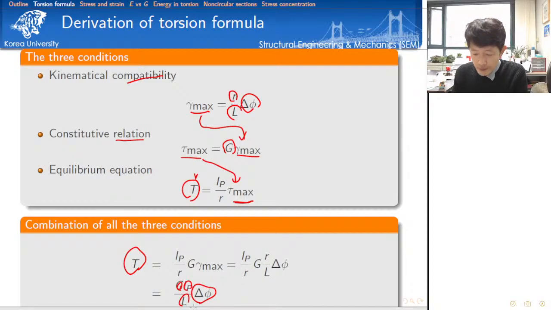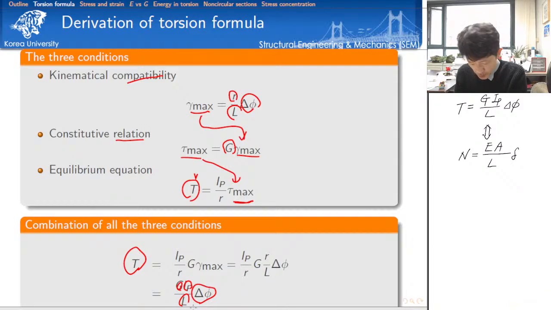So let's take a look at this formula carefully. The internal torsional moment is equal to the shear modulus, and then the polar moment of inertia divided by the length of the segment under consideration, multiplied by the change of angle of twist of the cross section, isn't it? But let's compare this equation with the axial load in one-dimensional loaded members. Internal axial force is equal to the elastic modulus times the cross-sectional area divided by the length of the segment, multiplied by the elongation of the segment, isn't it?